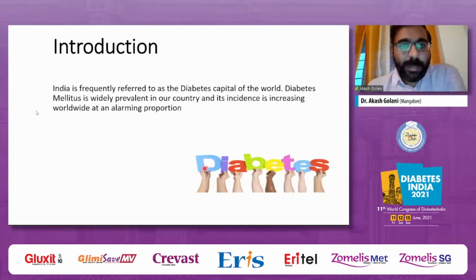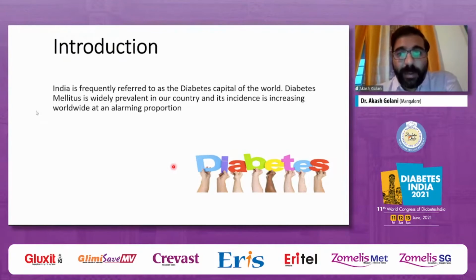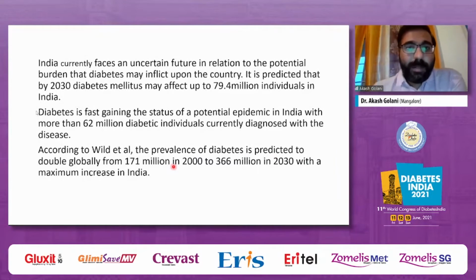So, introduction. India is frequently being referred to as the diabetes capital of the world. Diabetes mellitus is widely prevalent in our country, and its incidence is increasing worldwide at an alarming rate. India currently faces an uncertain future in relation to the potential burden that diabetes may inflict upon the country. It is predicted that by 2030, diabetes mellitus may affect up to 79.4 million individuals in India.